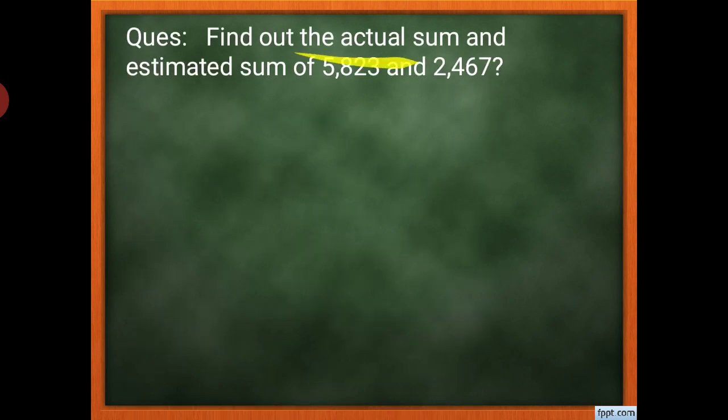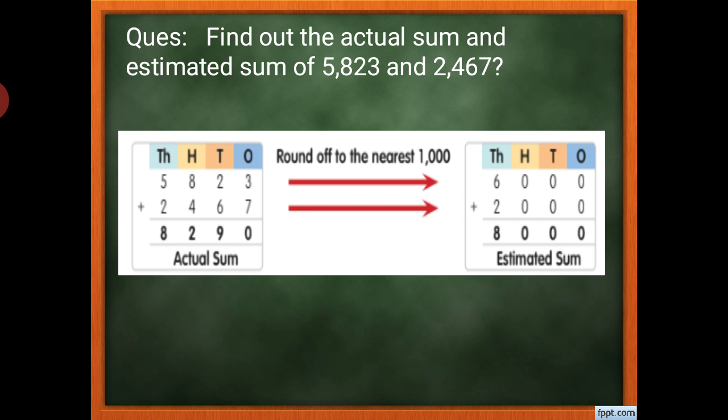Find out the actual sum and the estimated sum of 5,823 and 2,467. The actual sum is just the normal addition, taking the exact numbers, writing down the exact numbers like we have done before. But to find the estimated sum, first we need to round off both the numbers to the nearest 1000.